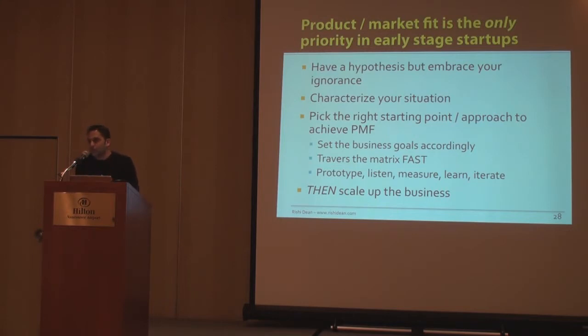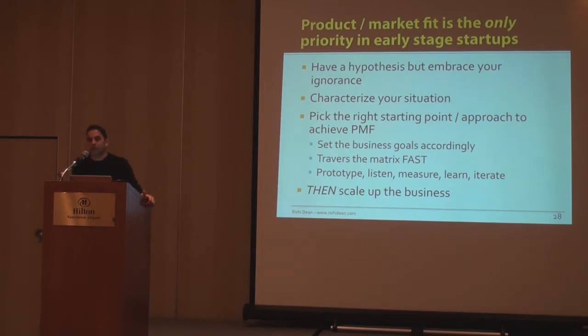Say it's okay not to know early on how this thing's going to work out, and try to really characterize your situation. Where on that matrix are you? Which quadrant are you really in? Based on where you start, you're going to employ different techniques and methods to validate one of those hypotheses. If you've got both validated, then you're going to have to follow a different course of action.